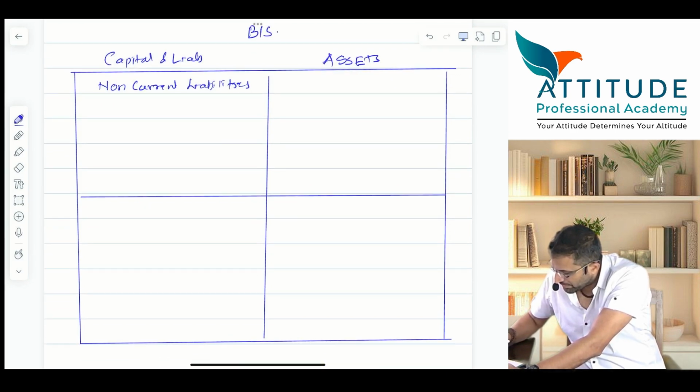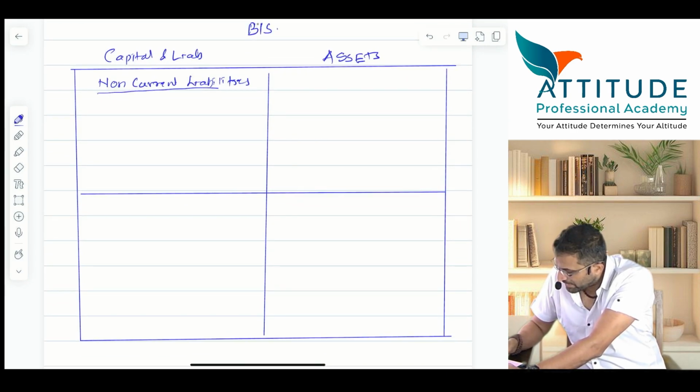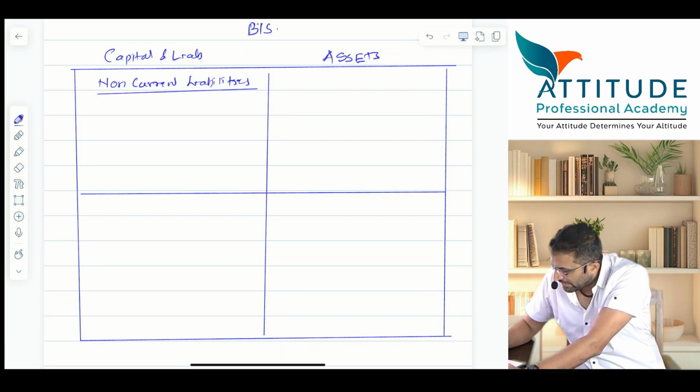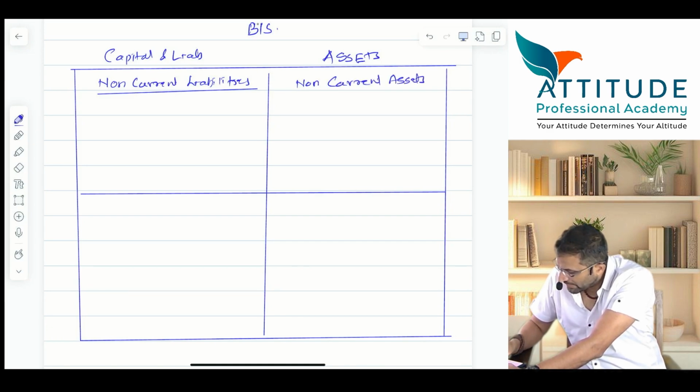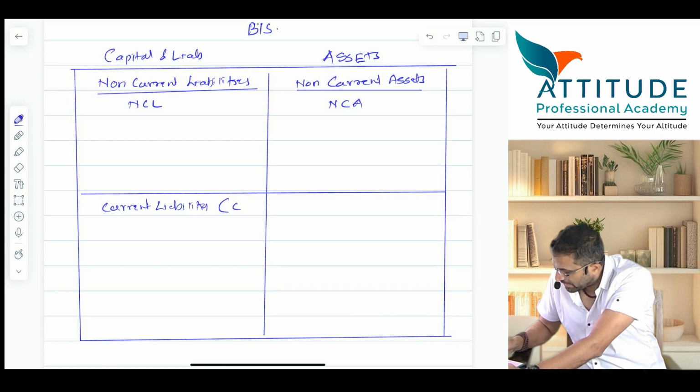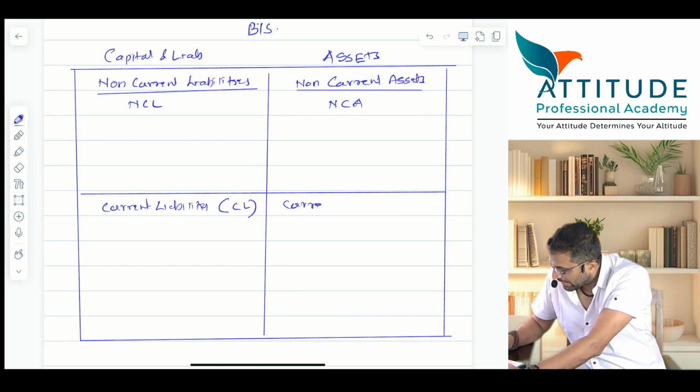Now, guys, non-current liabilities के अंदर क्या क्या आता है? Sorry, non-current assets. This is NCL. This is NCA. Then you have current liabilities, that is CL, and you have current assets, which is CA.